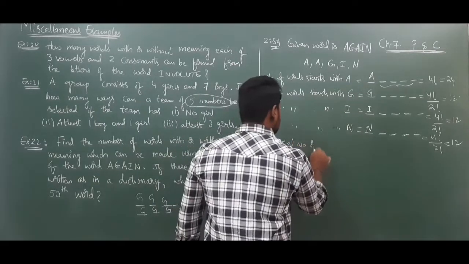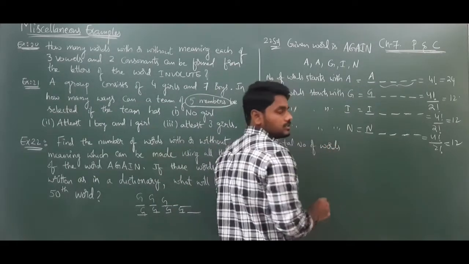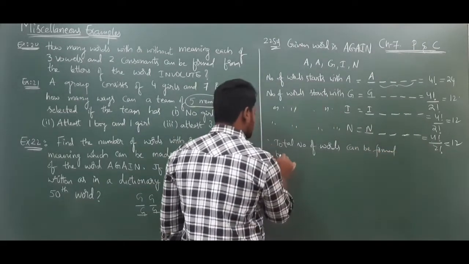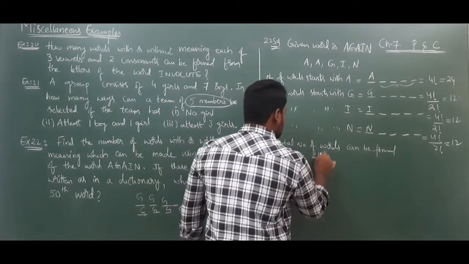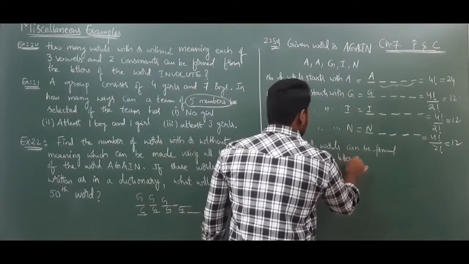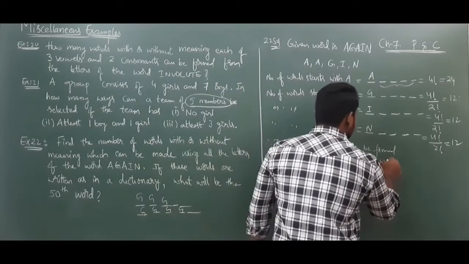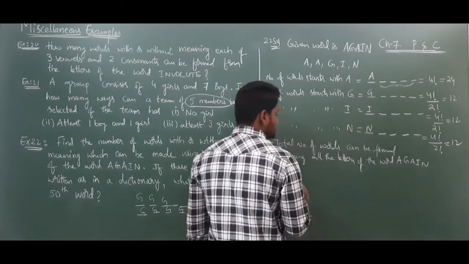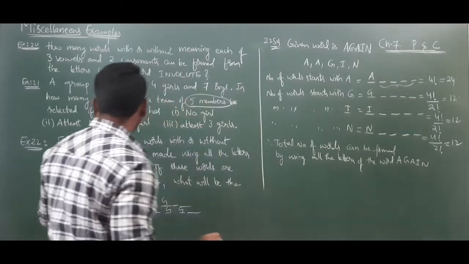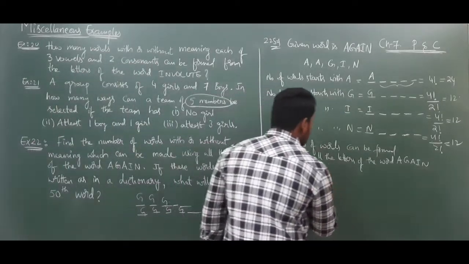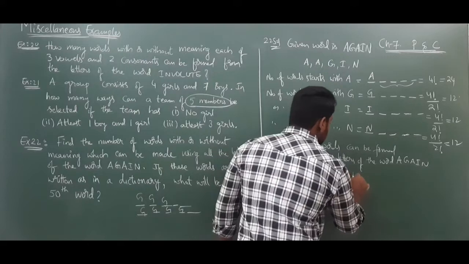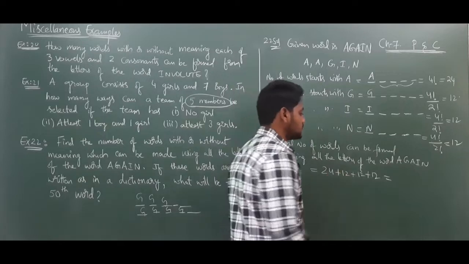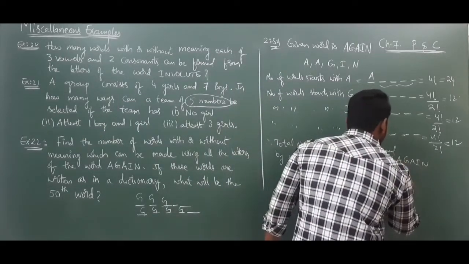Therefore, the total number of words that can be formed by using all the letters of the word AGAIN, when we consider dictionary form, is equal to 24 plus 12 plus 12 plus 12, which is equal to 24 plus 36, which is equal to 60 ways.